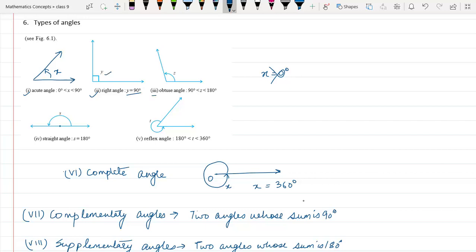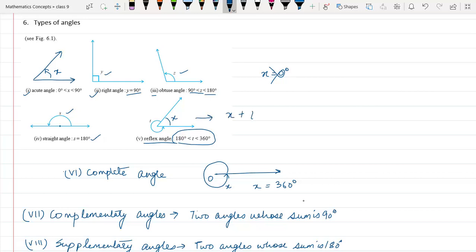Third is obtuse. Obviously we have studied: more than 90 and less than 180. So angle Z is more than 90 and less than 180. Then we have a straight angle like this. It is equal to 180 degrees. Finally we have a reflex angle, which is more than 180 but less than 360. So this is the reflex angle. In case someone gives you this angle, suppose this one, can you say x plus t equal to 360?